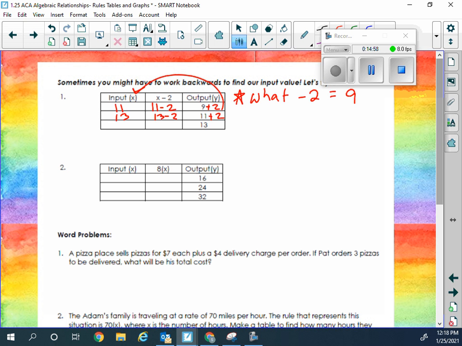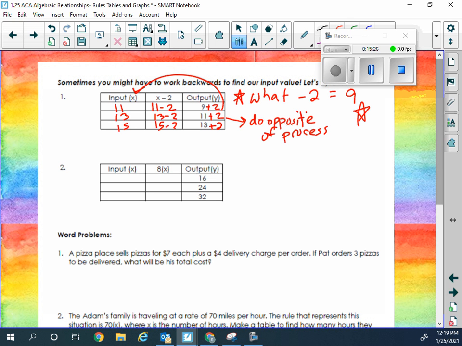So if you don't like thinking of it as what minus 2 equals 9, then think right here, to do the opposite of the process. So in this case, 13 plus 2 would give you 15. And then just to check, 15 minus 2 is 13. Okay, how about the next one with multiplication?